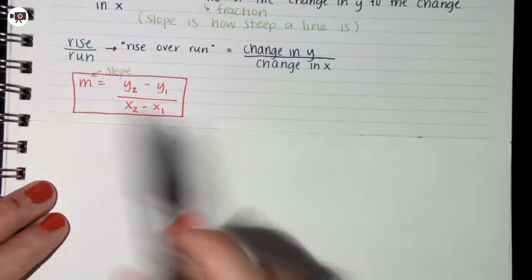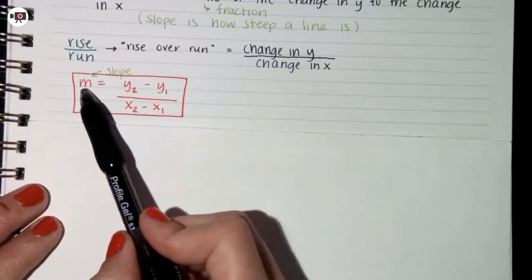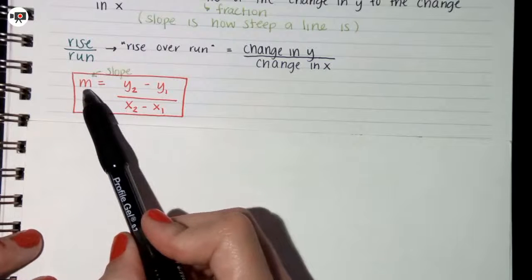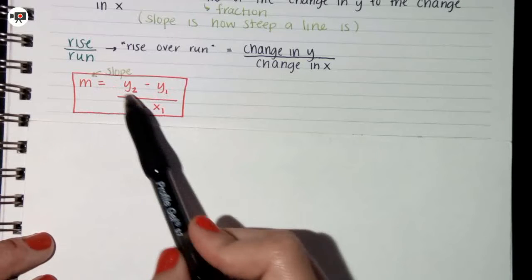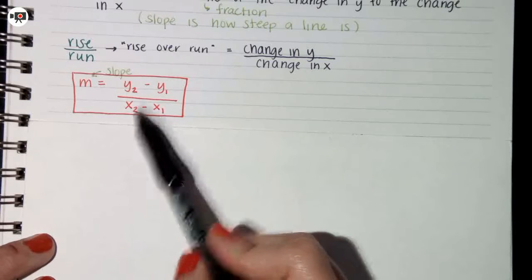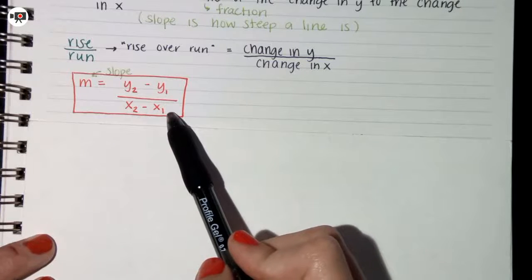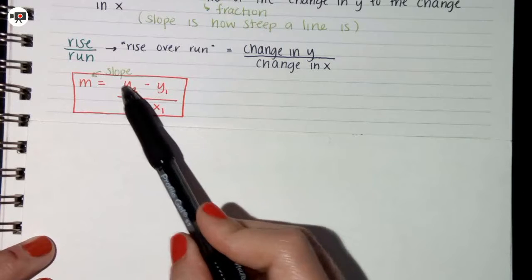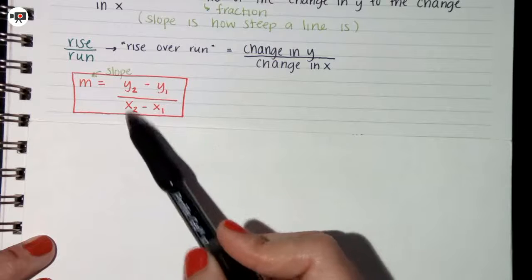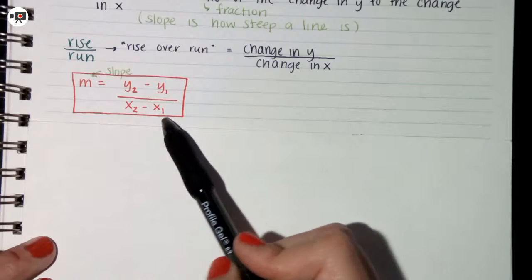And we can find this using a formula, where m equals slope. In other formulas that we're going to see, m is always slope. So m equals y2 minus y1 over x2 minus x1. And these little sub-numbers show which point they come from. So the y value from point 2 minus the y value from point 1 over the x value from point 2 minus the x value from point 1.